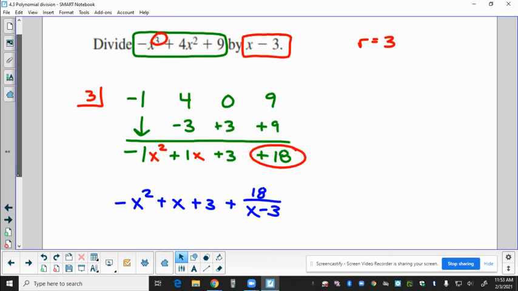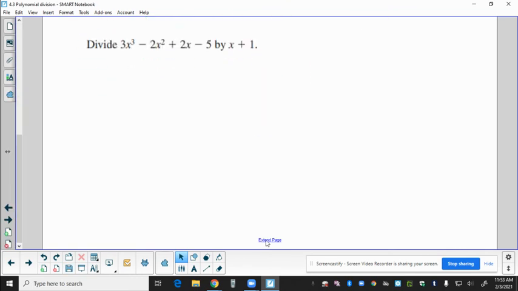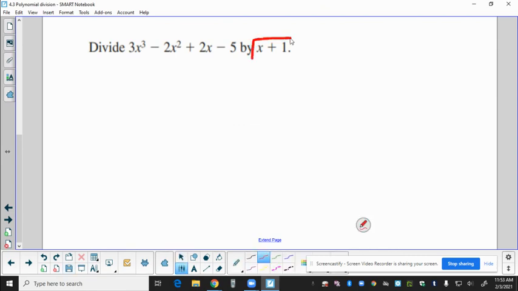Let's try another. There you go, everybody. Try that one out. A little bigger for you. See how you did. Could you just do that mentally? Probably.